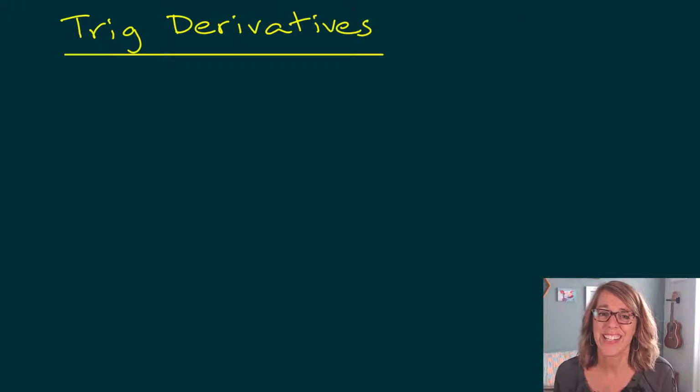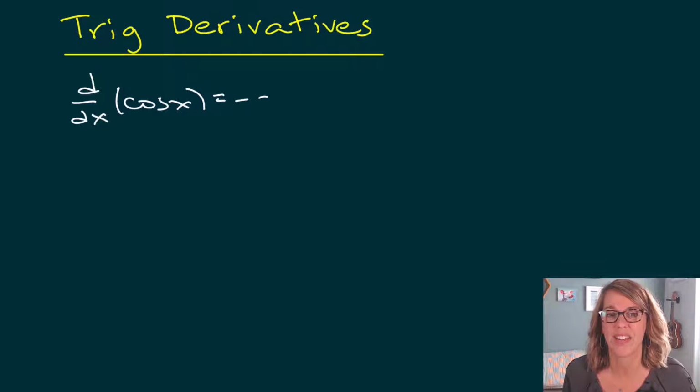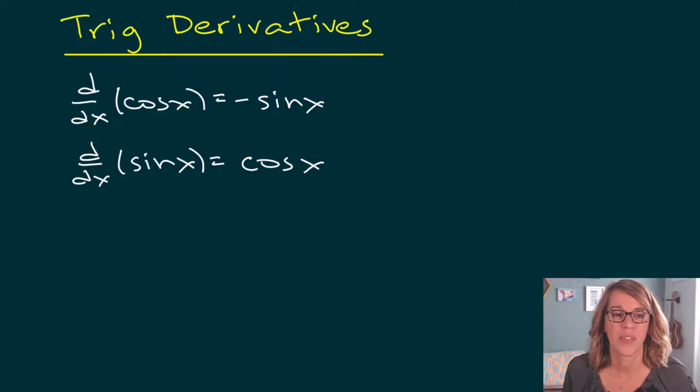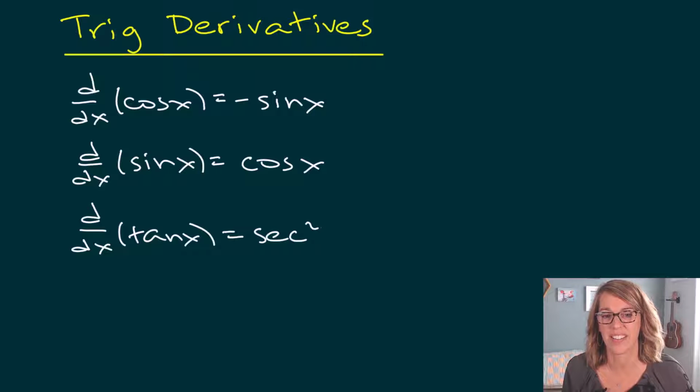You're going to really need to have your trig derivatives memorized. I'm going to list them here. So d/dx of cosine x is equal to negative sine x. And then we'll do d/dx of sine. So the derivative of sine of x is equal to cosine x. The derivative of tangent, so d/dx of tangent of x is equal to secant squared x.